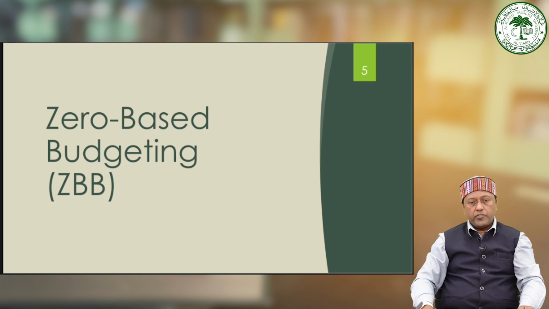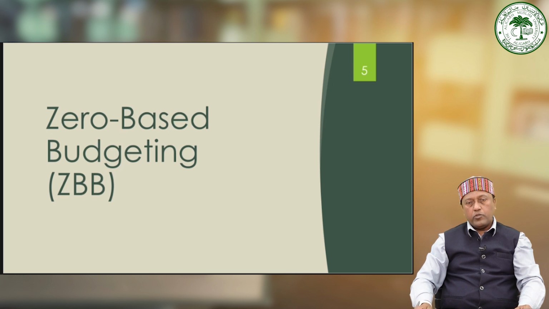Then the next technique is zero-based budgeting. As you can see, this is also a very common budgeting technique, and this was developed by Peter Phyrr. ZBB, zero-based budgeting, requires justifying every expenditure from scratch, regardless of whether it was included in the previous budget. Each budget request is evaluated based on its merit and necessity, rather than simply continuing the past practices.